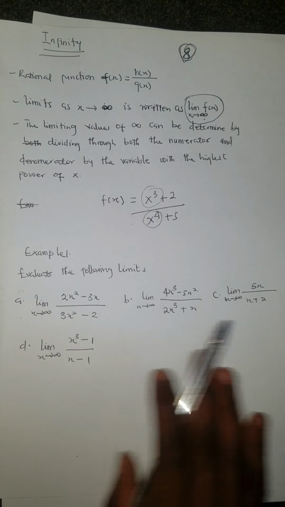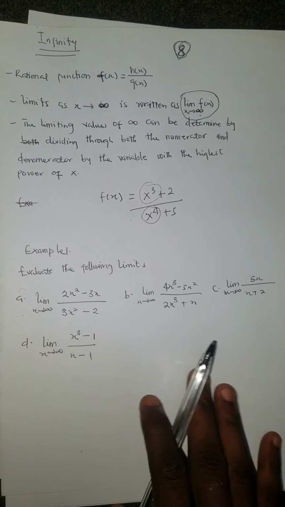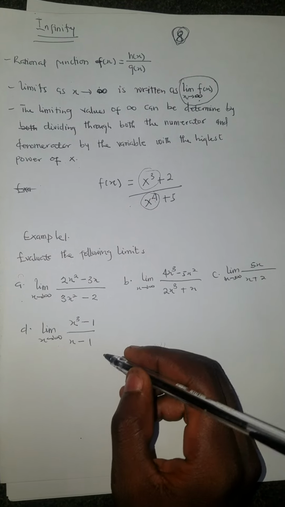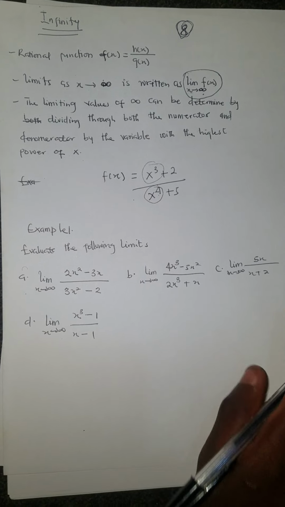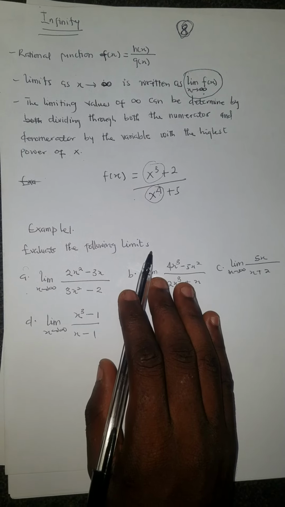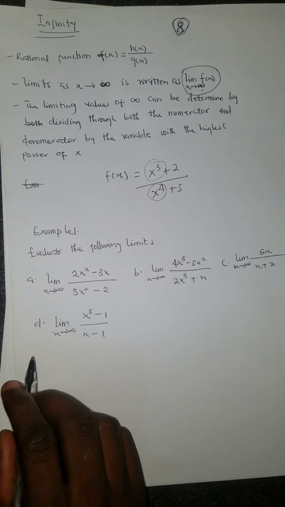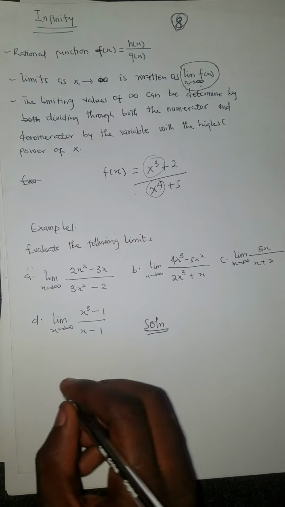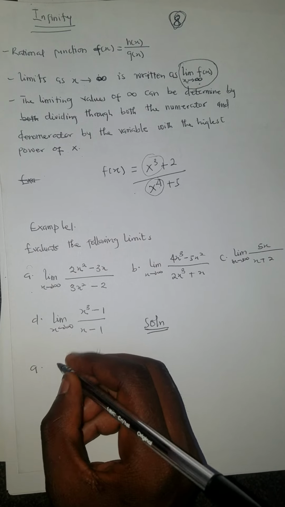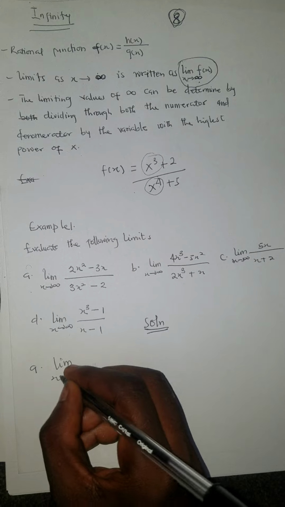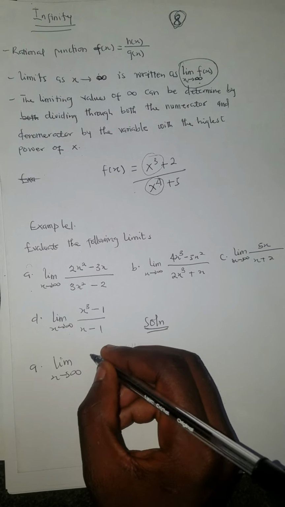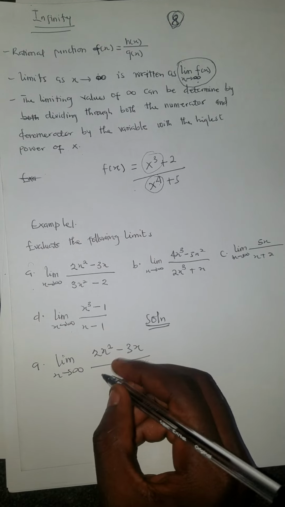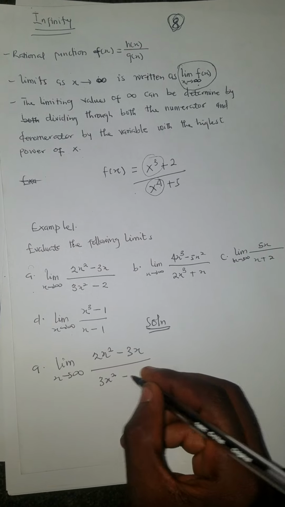Now, we are looking at some examples of limits at infinity. Evaluate the following limits, and then the solution. Let's solve. A, lim where x is approaching infinity, 2x square minus 3x all over 3x square minus 2.